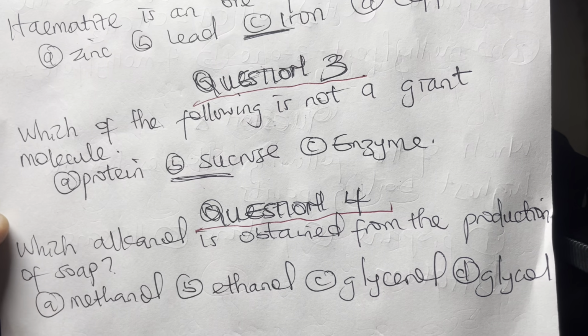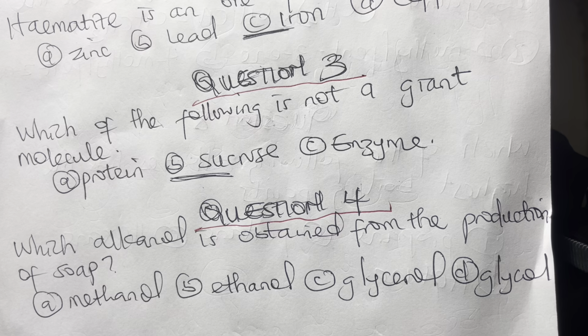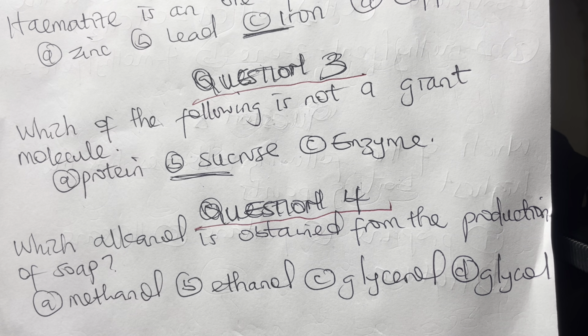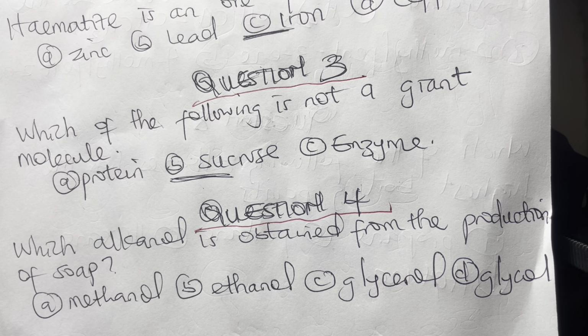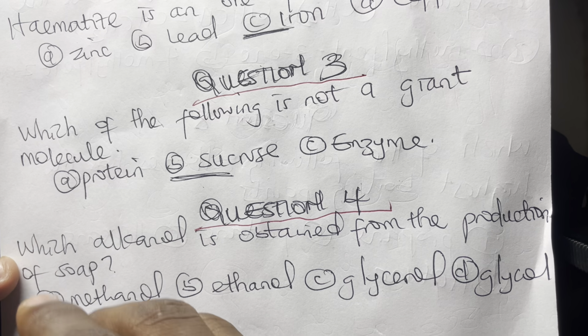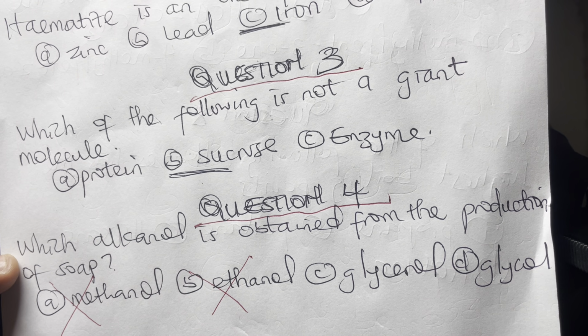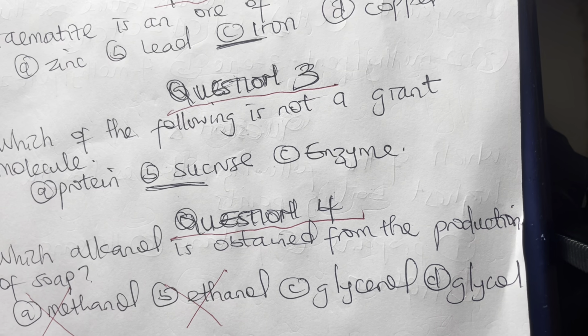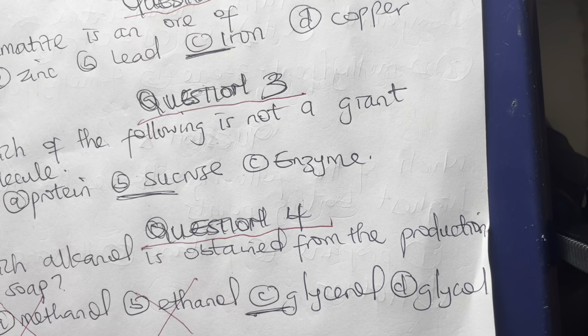Question number 4 says, which alkanol, those are the alcohols, is obtained from the production of soap? So when you are producing soap, which alkanol are we going to get? Is it methanol? No. Is it ethanol? No. Is it glycerol? Yes. The correct answer here is glycerol. Is it glycol? No, it is not glycol.